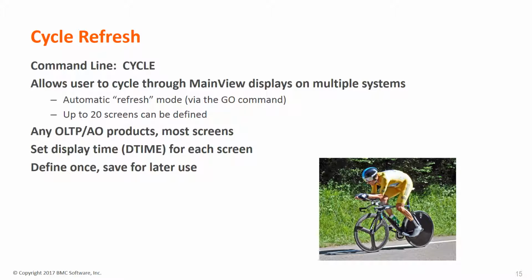The next service we're going to discuss is the cycle service. The cycle service allows you to cycle through various MainView displays regardless of what system they're on. It's an automatic refresh type of mode, and it's invoked via the GO command. Within the cycle refresh, you can have up to 20 screens defined. They can include data from any of the OLTP or AO products, and it includes most of the screens that are in there.